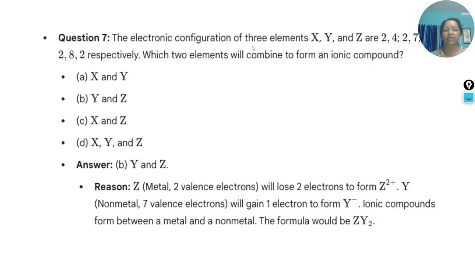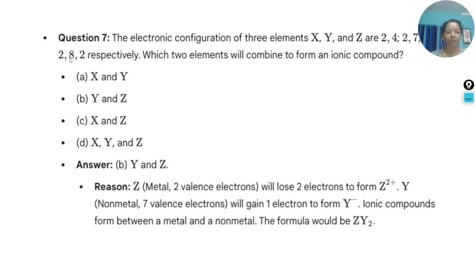Now, next question. The electronic configurations of three elements X, Y, and Z are given as 2, 4; 2, 7; and 2, 8, 2 respectively. Which two elements will combine to form an ionic compound? Keep in mind, for an ionic compound we want a metal and a non-metal. So we'll find the metal from these. Out of the three, 2, 4 and 2, 7 have no chance of being a metal. So Z with 2, 8, 2 is the metal. Why? Because the last electrons are ready to be given out. Metals always want to give out electrons.